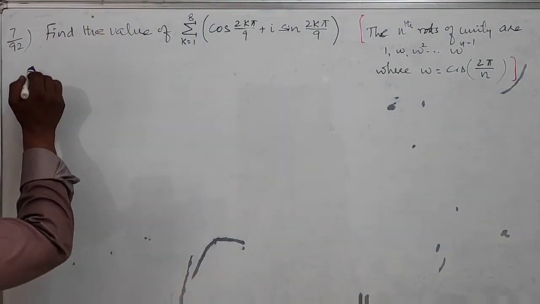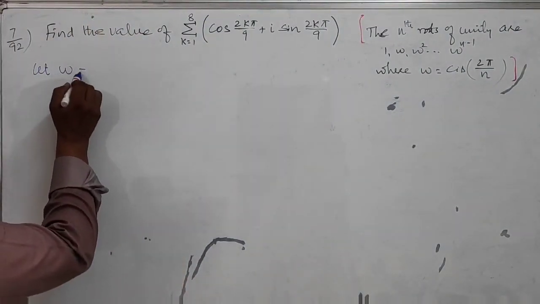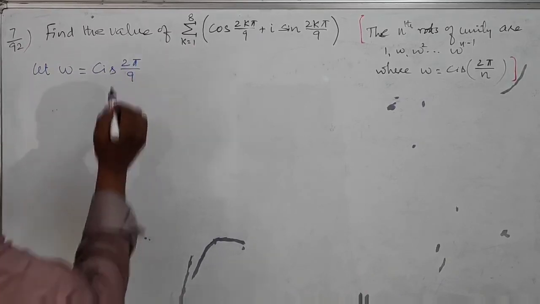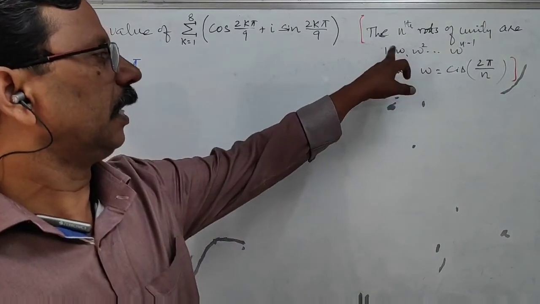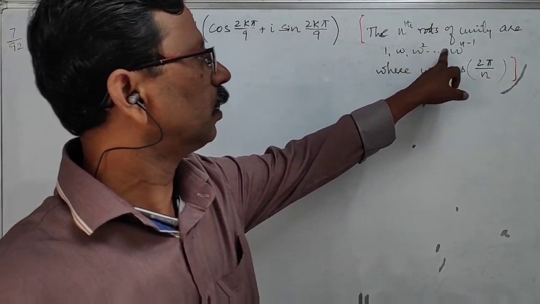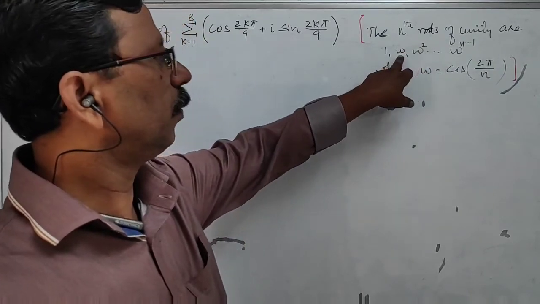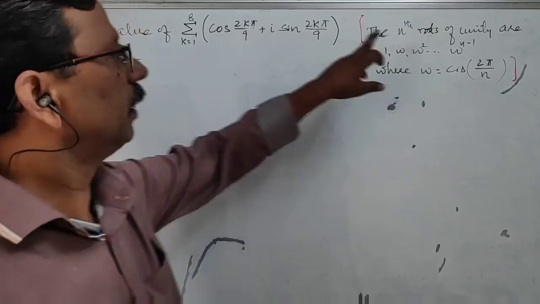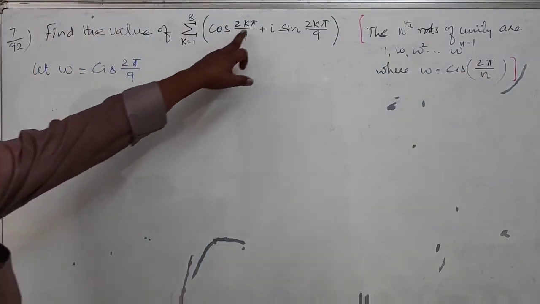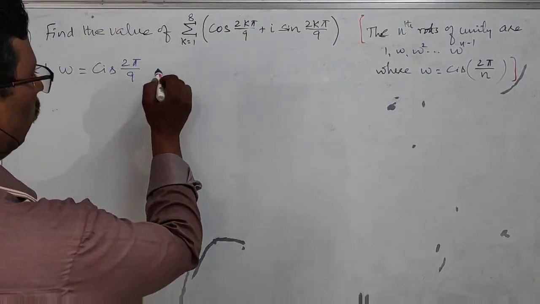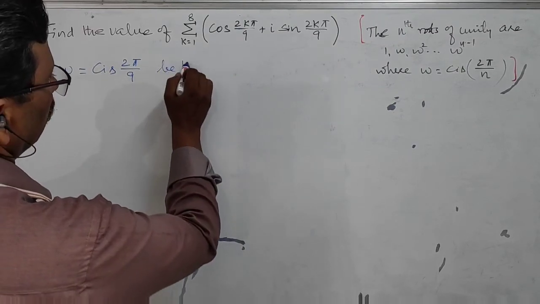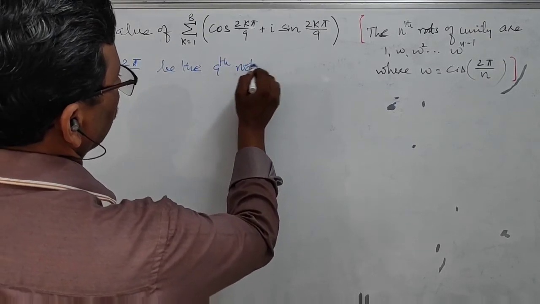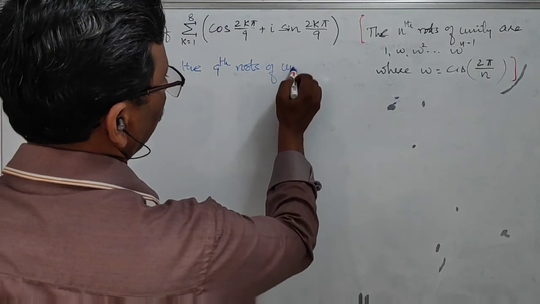Therefore, let omega be equal to cis 2 pi by 9. Always omega is the second term. You are putting k equal to 0, 1, 2, 3, etc., up to n minus 1. So by putting k equal to 1, you get one value that can be considered as omega. Therefore here omega is equal to cis 2 pi by 9. Let these be the ninth roots of unity.